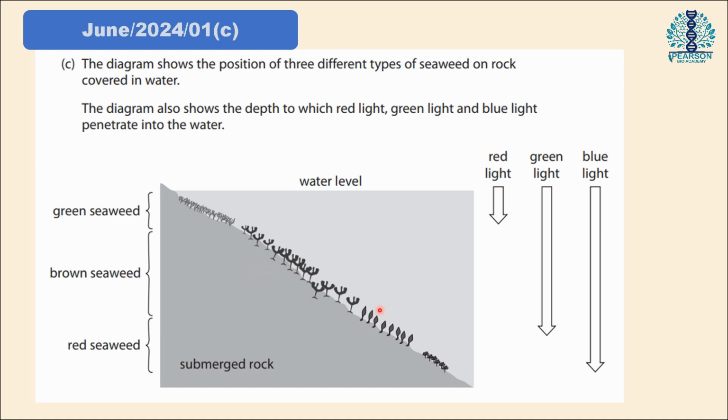And finally, the red seaweed is located at the deepest point where the red light does not penetrate at all. Blue light is the only one that reaches this depth, so the red seaweed is adapted to absorb it. The position at the deepest point is beneficial for the red seaweed because it can absorb the blue light that is available there.